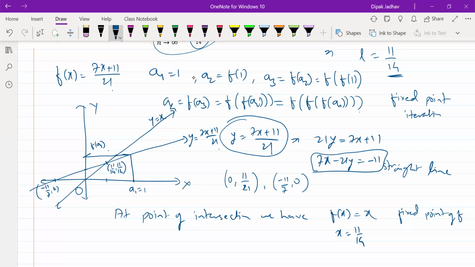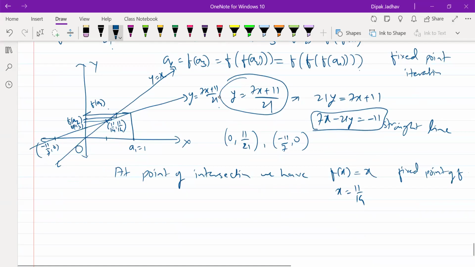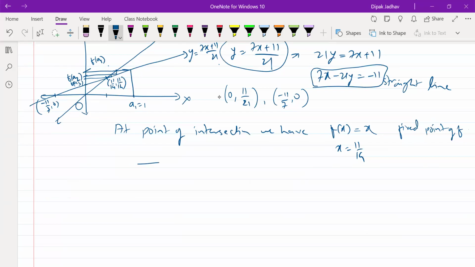towards f of x vertically. When you are going towards the function f of x, you have to go vertically. And when you are going towards the line y equal to x, you have to go horizontally. This is a2. This is f of a2. Then from the intersection, you go like this, and you'll have f of a3. From the diagram, if we zoom in, it will go first horizontal, then down, then horizontal, then down, and it will approach towards 11 by 14. From the diagram, it is clear.